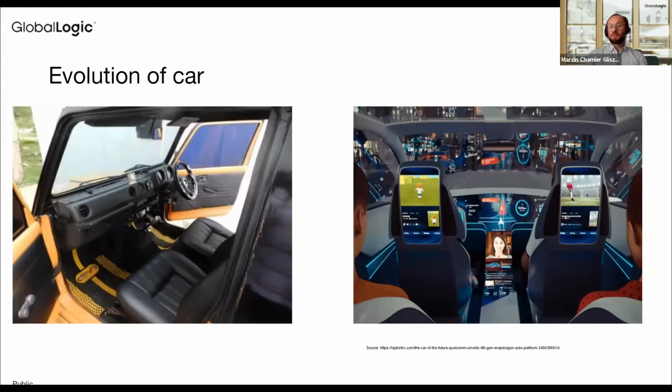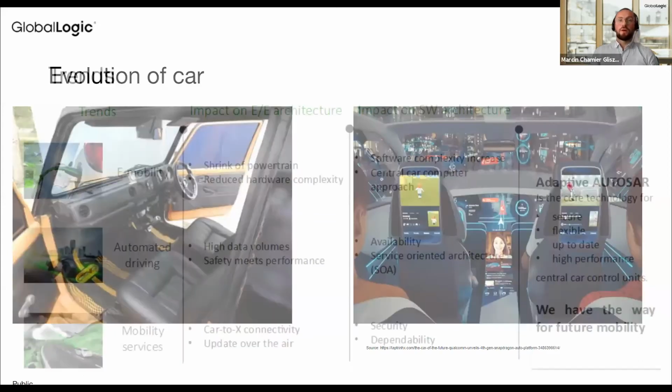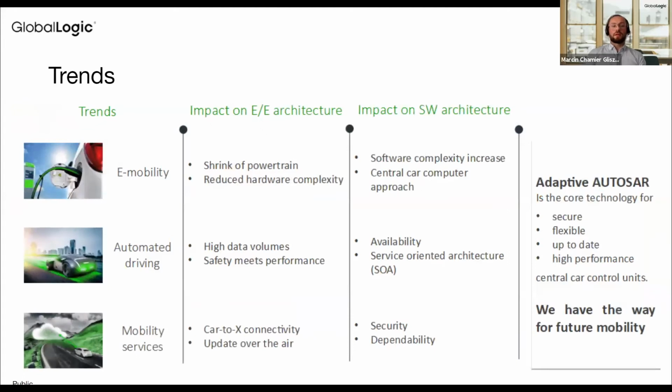So what can we expect, or what are the trends on the market? The basic trend is electromobility. As I pointed out, there is a shrink of part range and reduction of hardware complexity. But we introduce much more complex software. We need much more power, computing power, to achieve that.